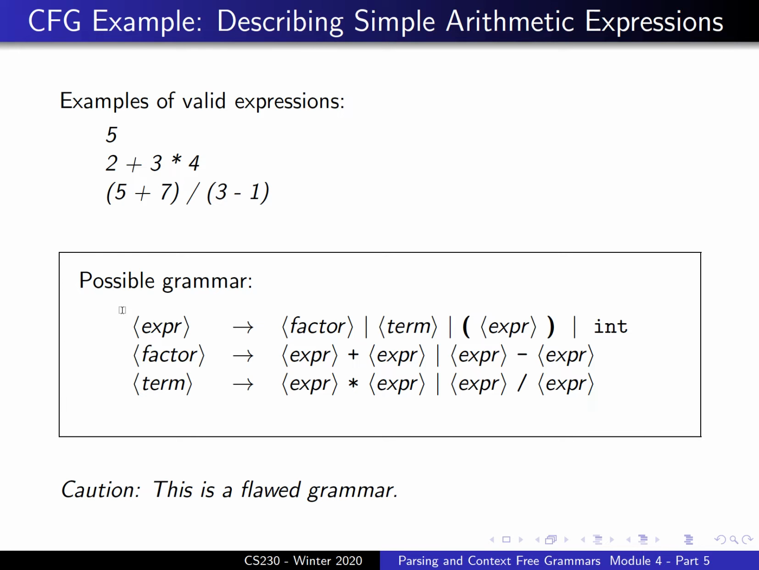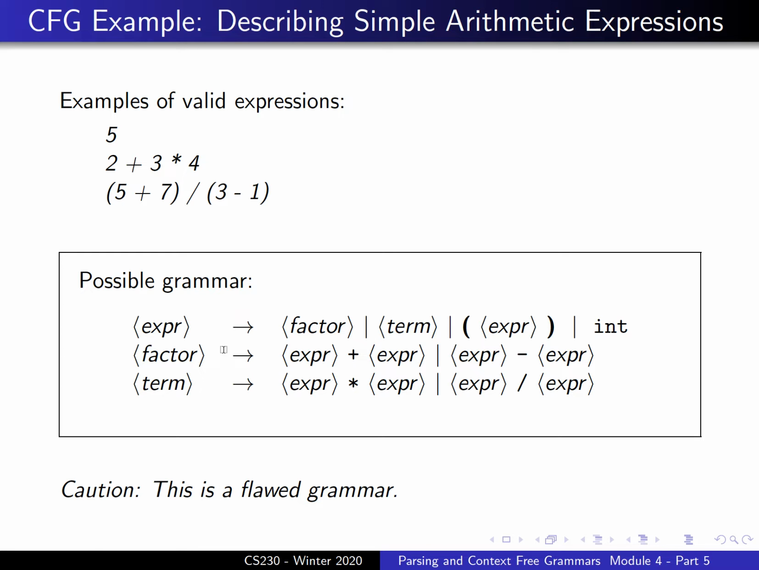Now I want you to note that this is a flawed grammar, and I'll explain why it's flawed in a little bit, but it does have all the features of a context-free grammar. We have our start symbol here, which is an expression. This is what we're trying to identify as our source, as being a valid expression or not.